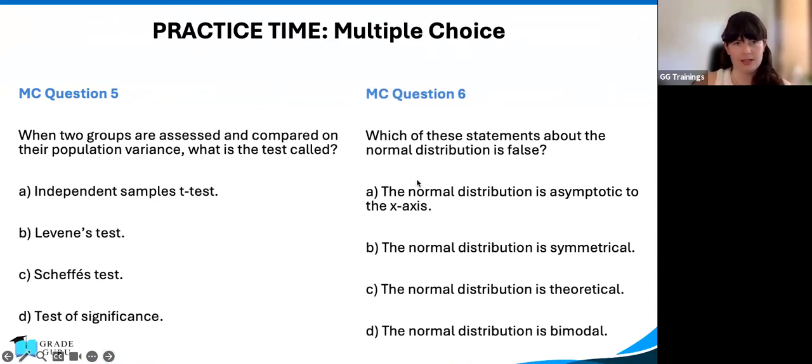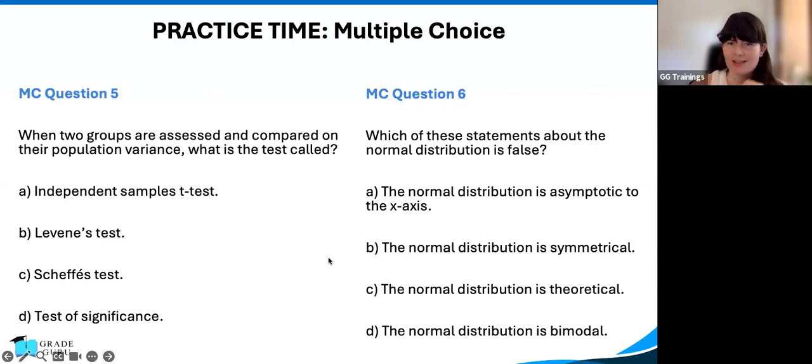When two groups are assessed and compared on their population variance, what is this test called? You should know this very well. Lovely, it is indeed the Levene's test. Which of these statements about the normal distribution is false? Yes, it is D. Lovely. The normal distribution is unimodal, not bimodal.